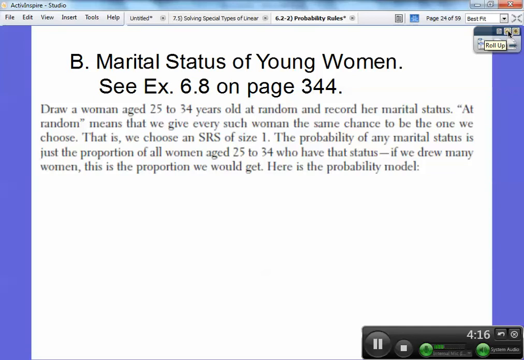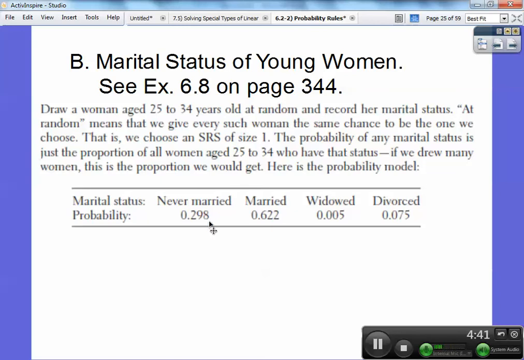At random means that we give every such woman the same chance to be the one chosen. That is, if we choose an SRS of size 1, then they all have the same chance of being chosen. So the probability of any marital status is just the proportion of all women ages 25 to 34 who have that status. And if we drew many women, this is the proportion we would get. And so this is just a study that somebody did.